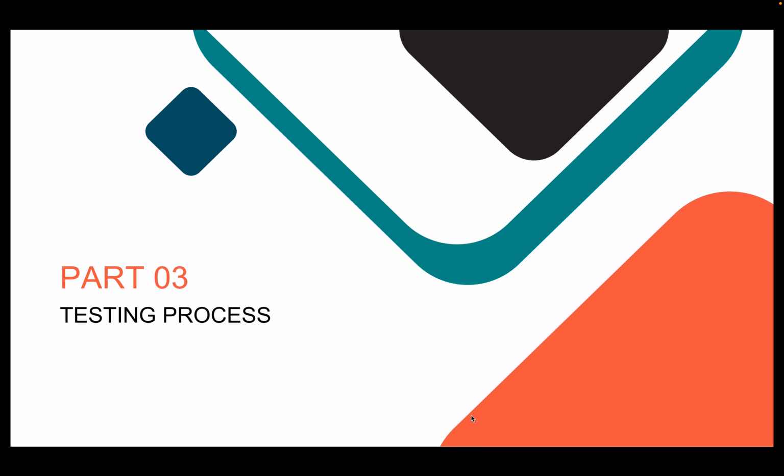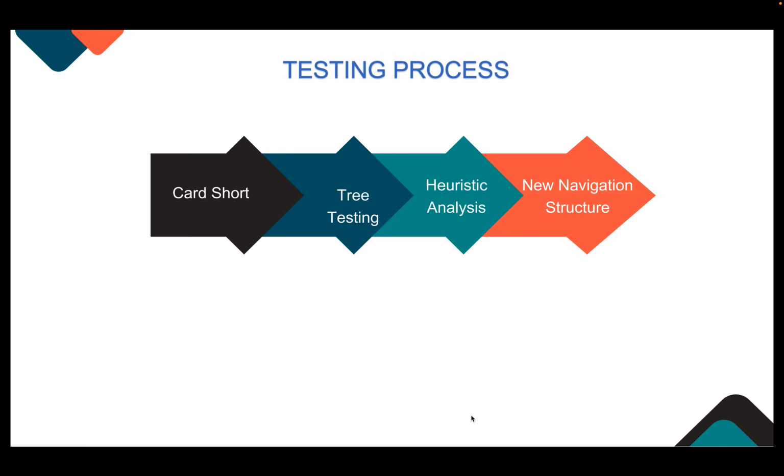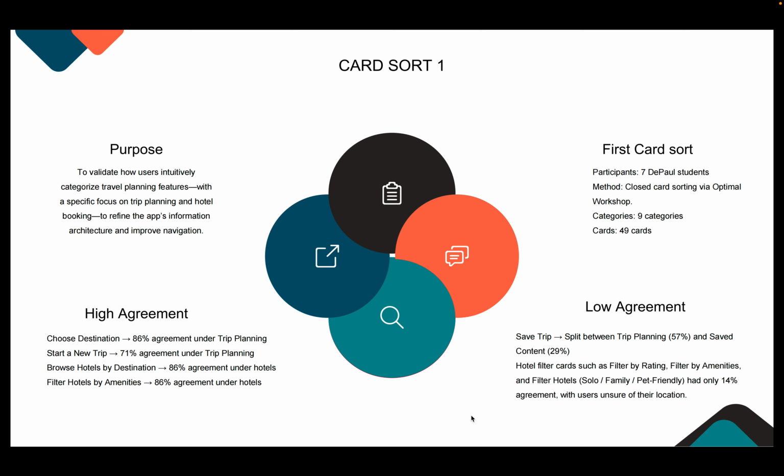For the testing process, we'll see card sort, tree testing, heuristic analysis, and new navigation structures. Card sort 1 had the purpose of validating how users intuitively categorize travel planning features, with a specific focus on trip planning and hotel booking, to redefine the app's information architecture and improve navigation.